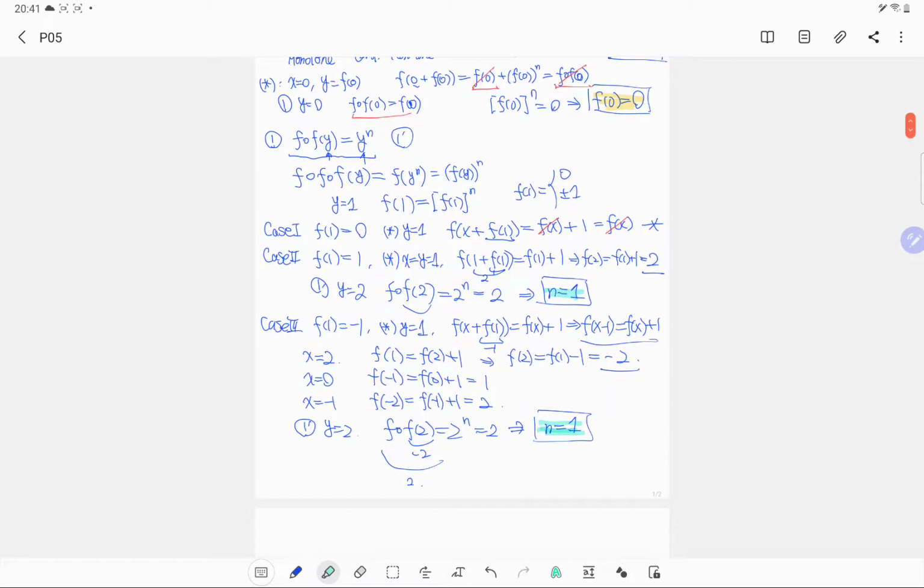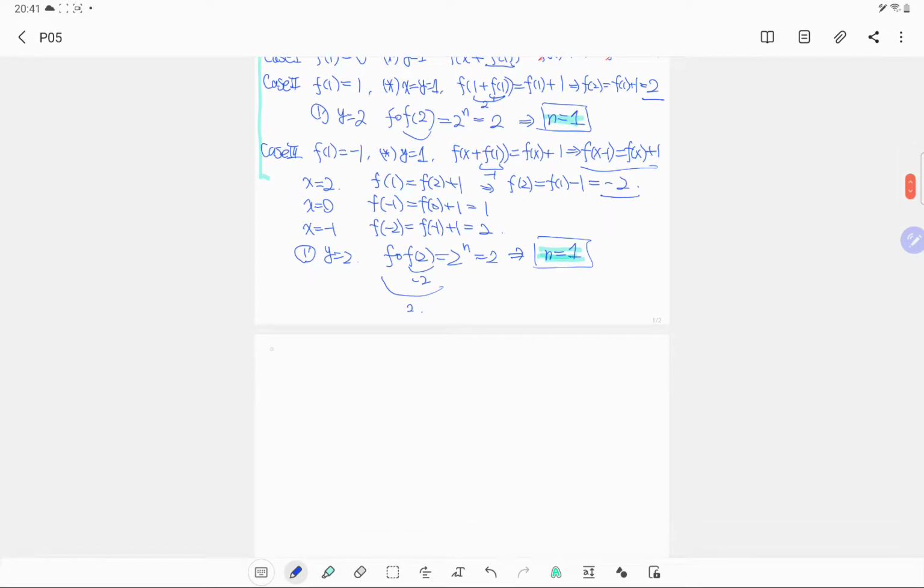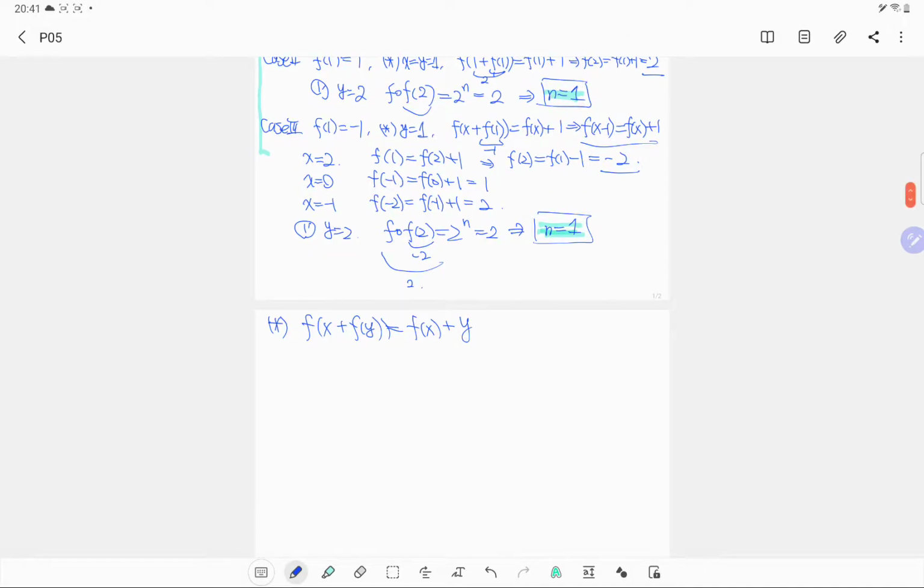So overall in these three cases, f of 1 equals 0 is not possible. No matter whether f of 1 equals 1 or minus 1, n should be 1. So in this case, the star equation can be simplified as f of x plus f of y equals f of x plus y to the first power, which is x plus y. And also 1 prime is f of y equals y.